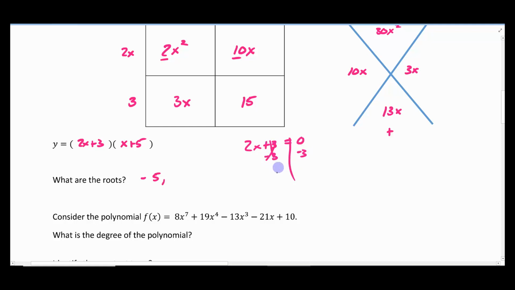So I can subtract 3 from both sides. We get 2x equals negative 3, then divide by 2. We find that x equals negative 3 halves. That becomes my other root. So there's my two roots.